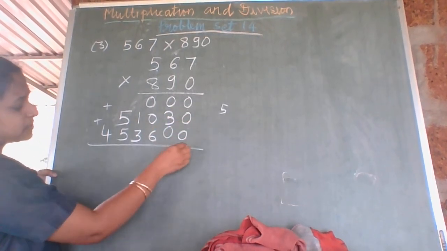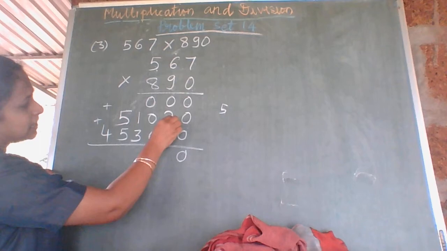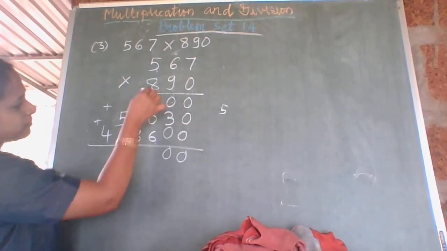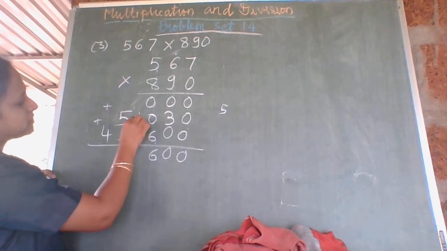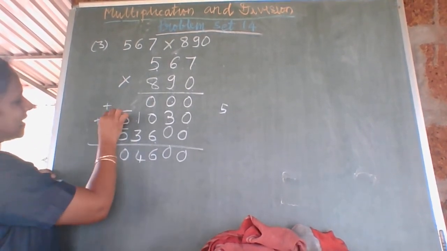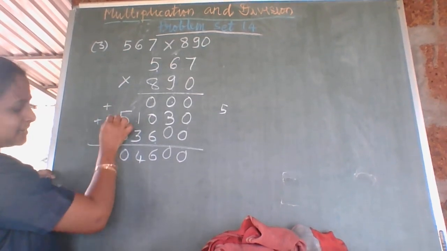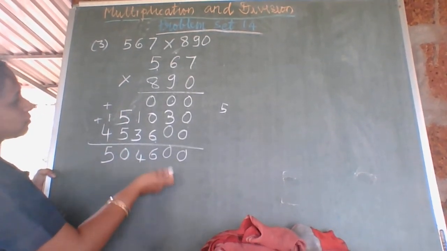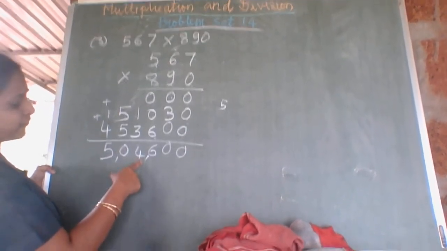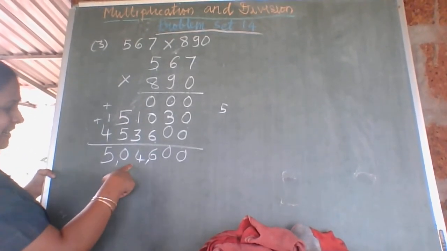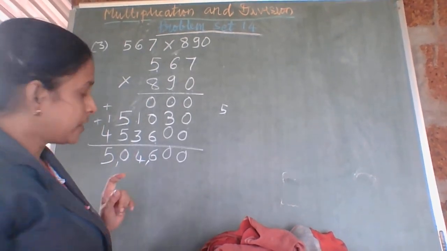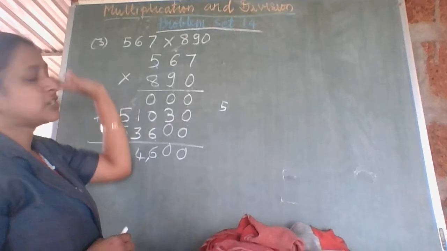So 0 plus 0 plus 0 becomes 0. 3 plus 0 plus 0 becomes 3. 6 plus 0 plus 0 becomes 6. 3 plus 1 becomes 4. 5 plus 5 becomes 10, carry 1, 4 plus 1 equals 5. Okay, so the answer now is 5,04,630 is the answer of multiplication. So this is question number 3.